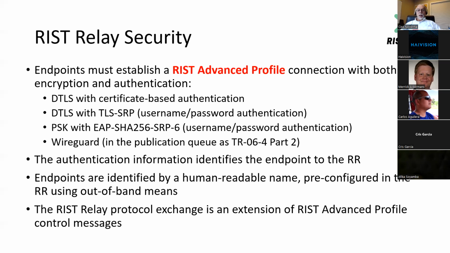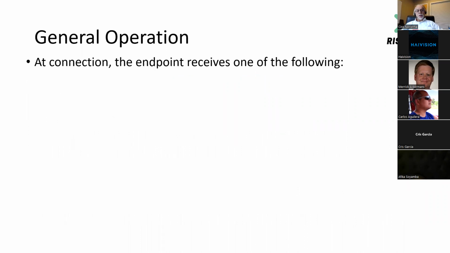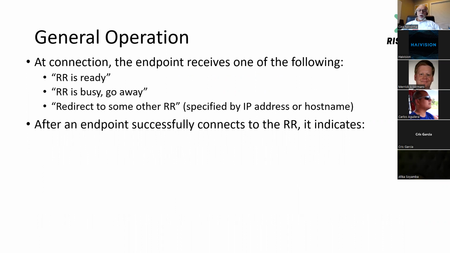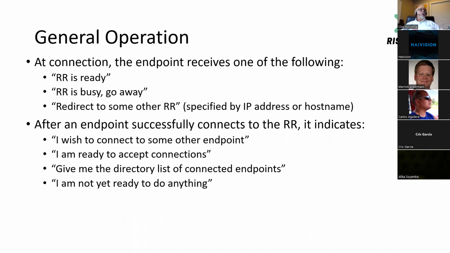So the RIST-AG has designed a whole protocol, which I'm not going to talk about. You're going to need to wait for the PR to come out to read about that. But it's an extension of RIST Advanced Profile control messages. The general operation is as follows. When you connect, the endpoints receive something like: RR is ready, RR is busy, go away, or go talk to this other RR. Once you connect, you say: I wish to connect, I'm sitting here waiting to be contacted, or give me a directory list. Or I'm not ready to do anything, I'm just connecting to be ready for some future thing.